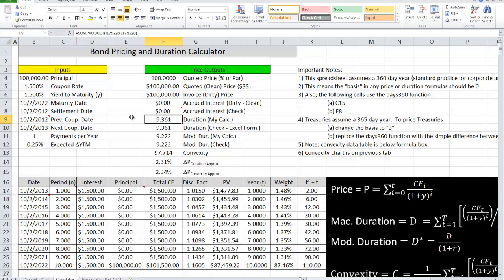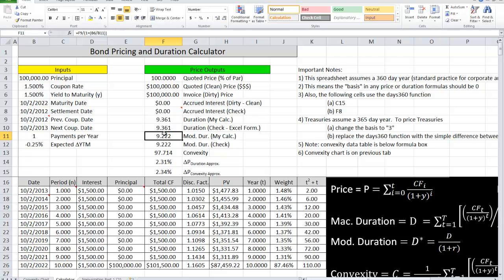Now if you look down here, you can see that this does have a duration of 9.361. We can figure out the modified duration. Remember, modified duration is your Macaulay's duration divided by 1 plus your periodic rate. Since this is an annually compounding instrument, all you have to do is take your Macaulay's duration and divide it by 1 plus your yield to maturity. That gives you your modified duration.